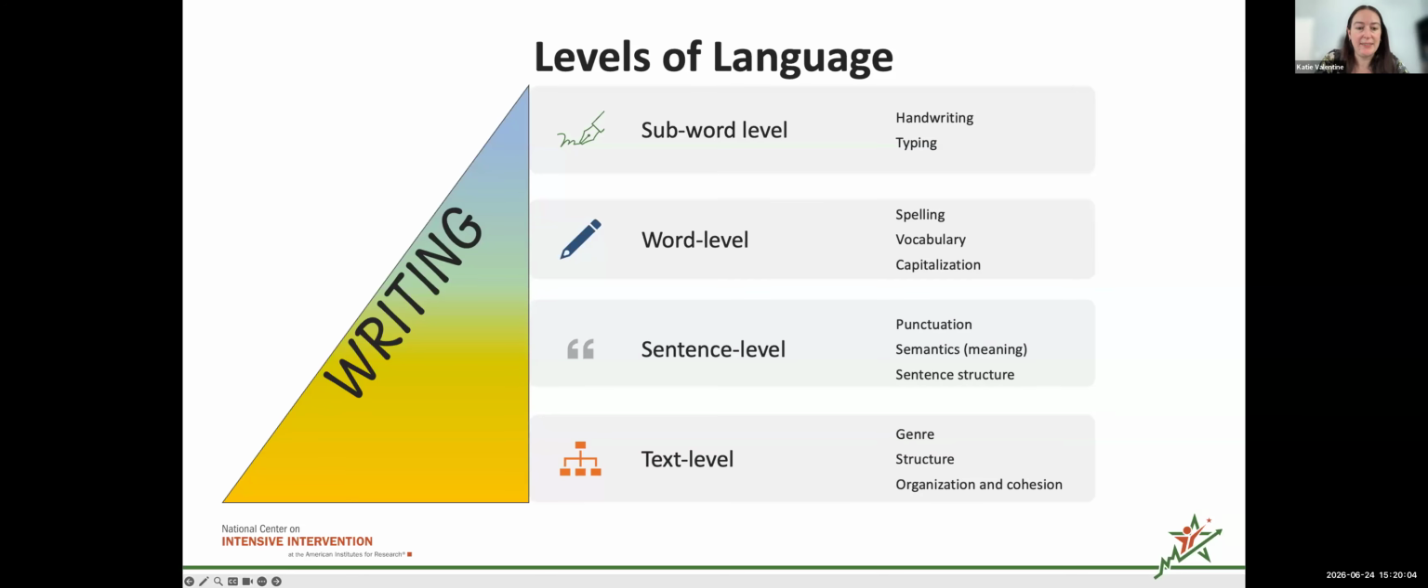And then finally, that big zoomed out piece at the text level. So looking at whether or not all those elements that we would expect to see in a certain genre are there, how well structured it is, the organization and the cohesion of those ideas. So I hope that you're seeing those already related to what we looked at in our curriculum-based measure scoring procedures earlier. We're going to take a look at these more in depth.